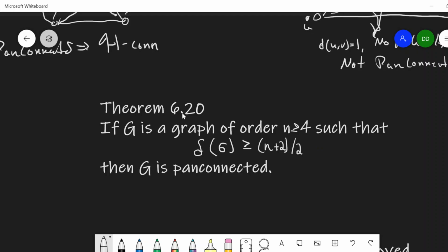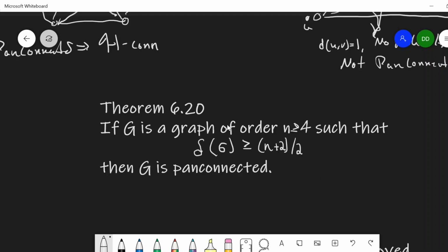That's theorem 6.20. G is a graph of order n at least 4, such that the minimum degree of the graph is at least (n+2)/2, then G is pan-connected. All right, the proof of this is in the text. I am not going to prove it because I'm trying to keep these videos short, and it's okay if we don't see the full proof of it. Again, you should read through it on your own and ask me questions if you're not understanding some part of it and want to talk about it.